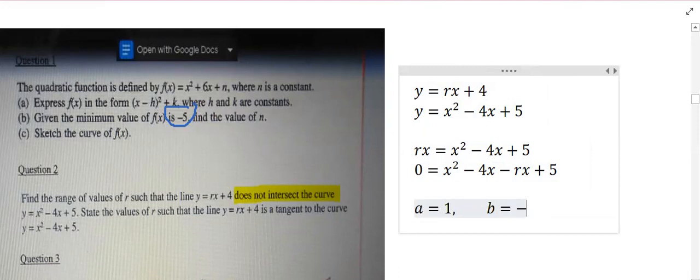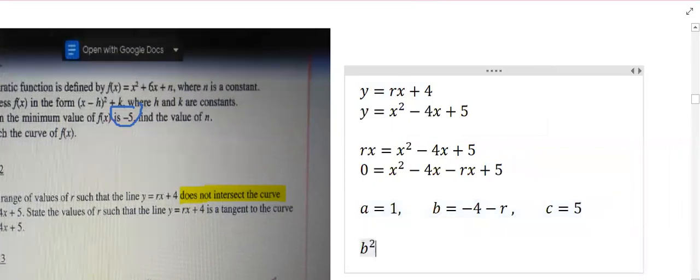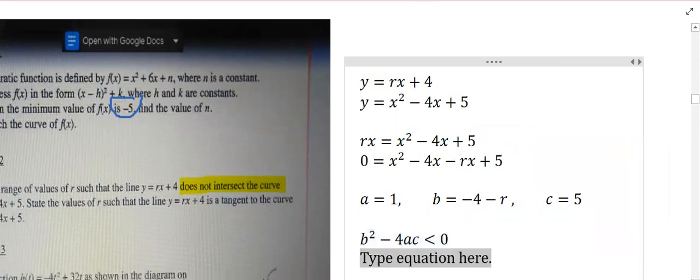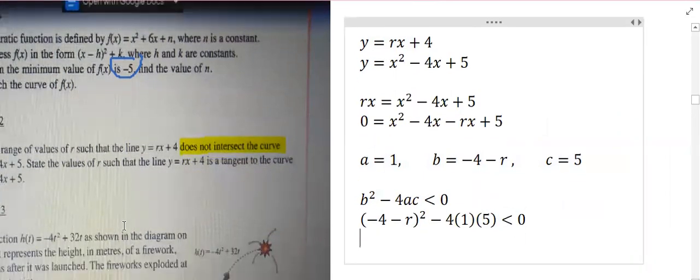So from here, my A is 1. My B is negative 4, negative R. My C is 5. Okay, so I will use B squared minus 4AC is less than 0. B, negative 4 minus R squared minus 4, A is 1, C is 5 is less than 0. Okay, this one you need to expand it.